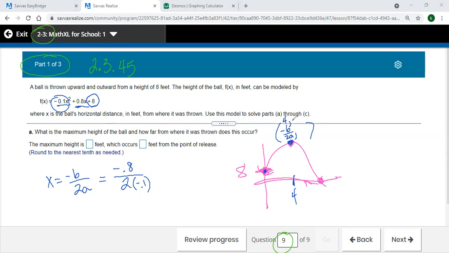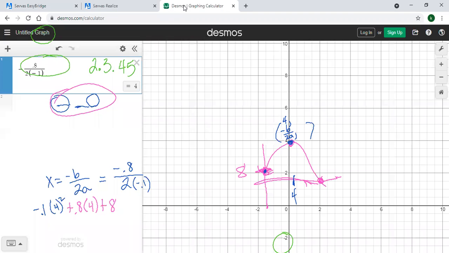And then to find out the y that goes with it, you plug that 4 back into the original equation. So you're going to go negative 0.1 times the 4 squared. I'm putting the 4 back into this original problem here. So negative 0.1 times the 4 squared plus 0.8 times the 4 plus 8. And then we're going to just crunch that in Desmos again. Can do it in your head if you're sure you're not going to make a mistake. I'm just not confident I won't make a mistake on those.